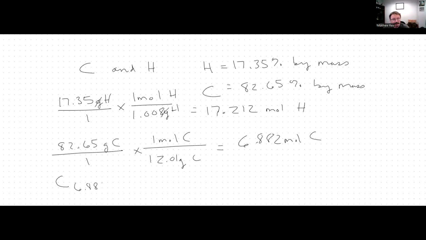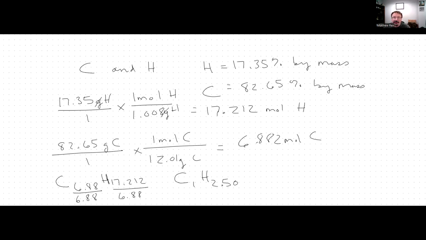So my empirical formula is going to look like this. But I don't have any whole numbers. That's kind of ugly. I don't really like that. I'd like to get it into whole numbers. So what I'm going to do is divide each of those number of moles by the smallest value here. Of course, when I do this for carbon, it's going to give me a 1. And when I do it for the hydrogen, it's going to give me 2.5. So we're not quite at whole numbers, but we're closer.